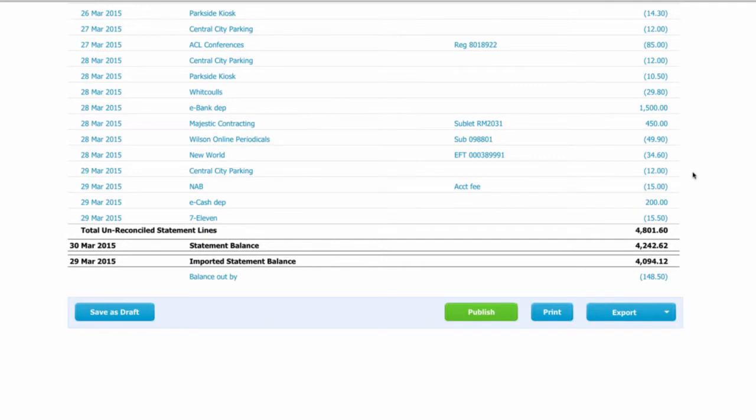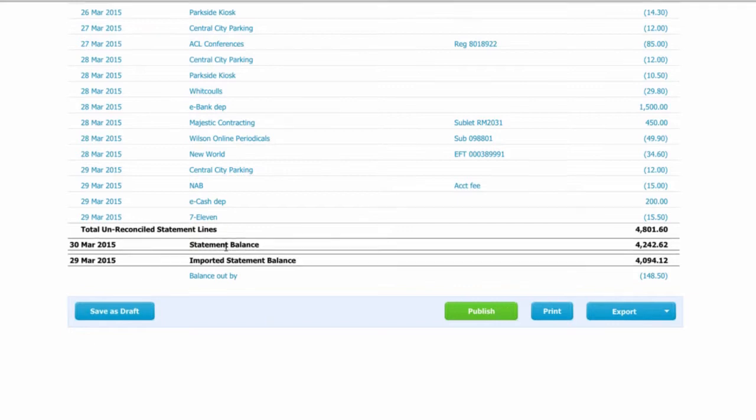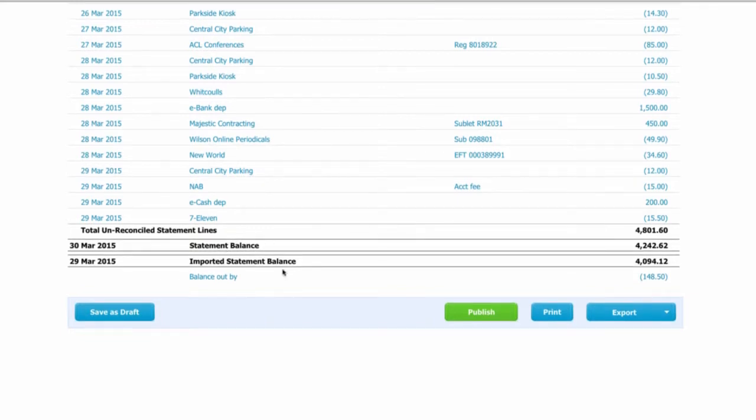The other thing that this report tells you, but I don't like to focus on it too much because it doesn't work for everybody, is this imported statement balance. We're lucky in this particular case because this particular bank, and this is a demo file with Bank West, when they import their bank feeds into Xero, they actually tell Xero what the closing statement balance was as of that day. And I can see here that the imported statement balance as of the 29th of March was $4,094.12. So I don't have to go and ask the client what the statement balance was yesterday.